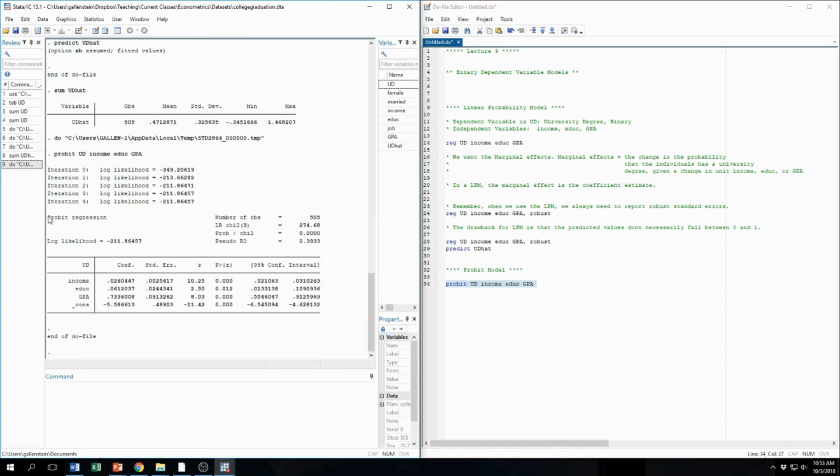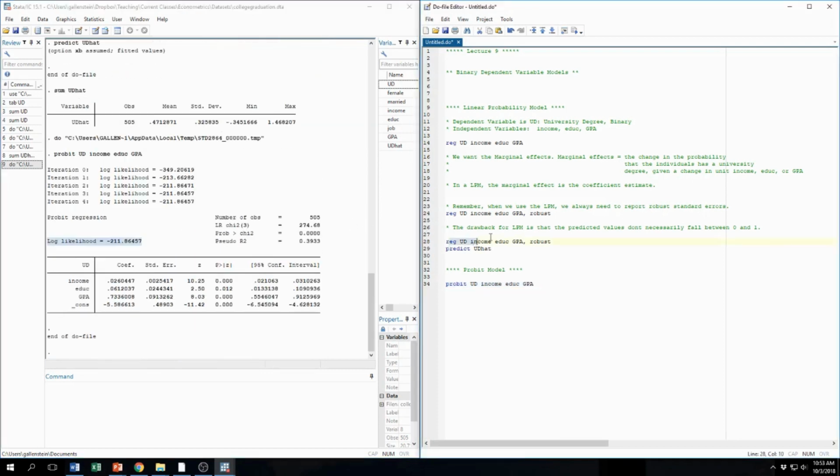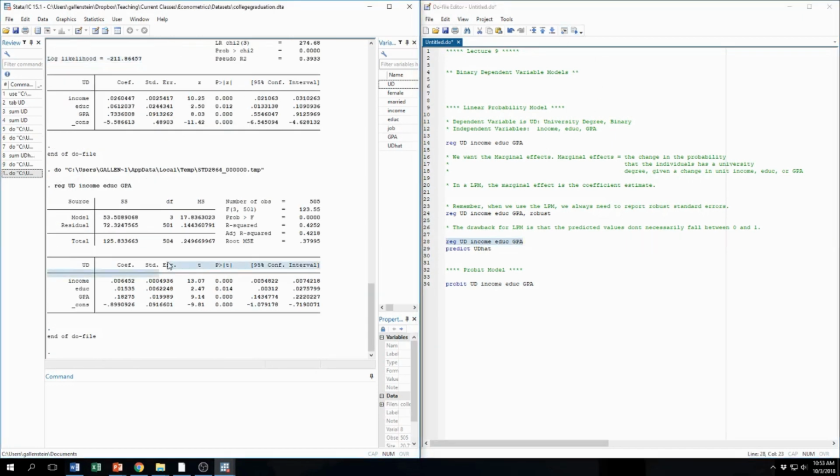Here's an example of our result from the probit model, so we can compare them. So it says probit regression. It reports the log likelihood instead of... let's just run this right next to it by comparison. We're going to get rid of the robust. So now we're going to compare them.